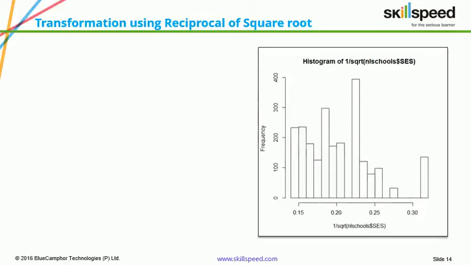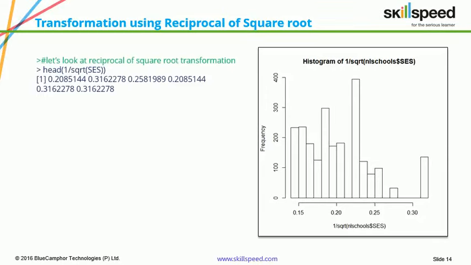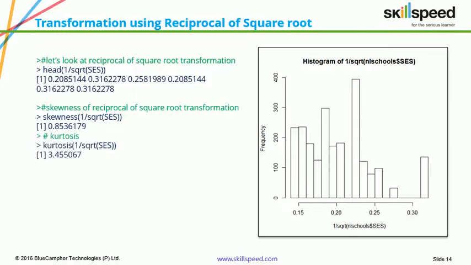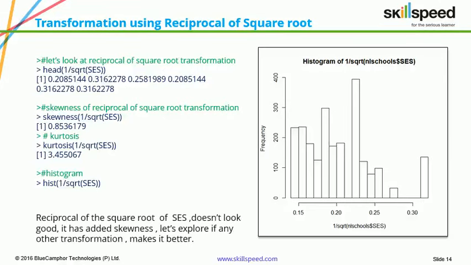Let's try the reciprocal of square root. Reciprocal of square root would further shrink the values. The skewness is now 0.85 and the kurtosis is 3.45. The kurtosis wise, it looks fine with the number. Let's look at the histogram. Well, it has not really added good to the skewness. So let's explore any other transformation is there which could be better than this.